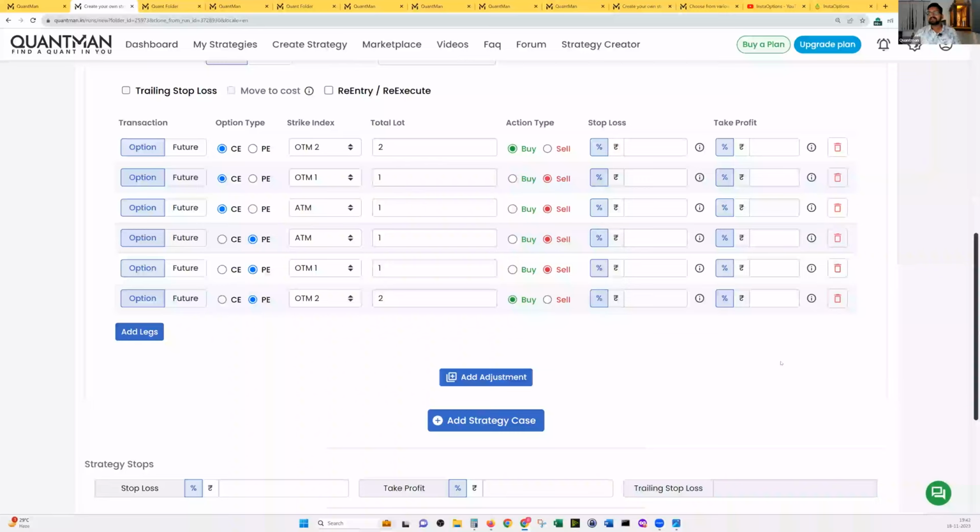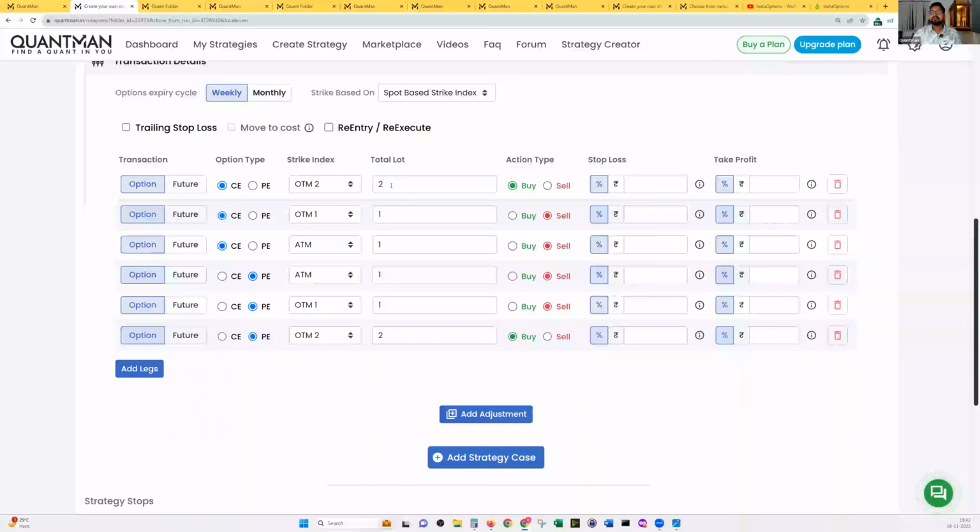Okay, it has a defined loss. Now, what will be the amount required? What will be the amount required for taking this strategy? Come on, guys, can anyone give a guess? How much will it take for the strategy? Around 1 lakh. Exactly, around 1 lakh.